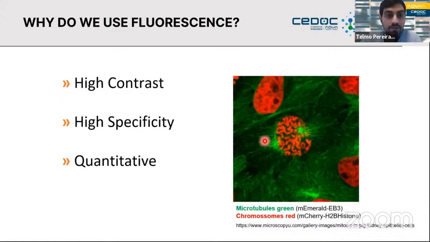Also, the fluorescent microscopy is quantitative. So you can calibrate your system and see exactly if there are regions of your image that have higher intensity, for example, here, the centromeres, that are more intense than the rest of the microtubule zones. So you can see that you have more signal, more molecules in a specific place than in others.